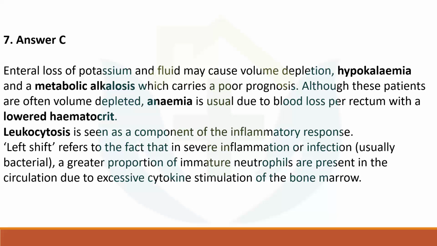Although these patients are often volume depleted, anemia is usual due to the blood loss per rectum with a lowered hematocrit. Okay, leukocytosis is seen as a component of the inflammatory response. Left shift refers to the fact that in severe inflammation or infection, a greater proportion of immature neutrophils are present in circulation due to excessive cytokine stimulation of the bone marrow. So, except they had asked, and the answer was C in this case. Okay.